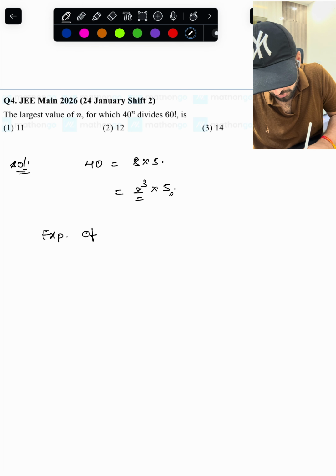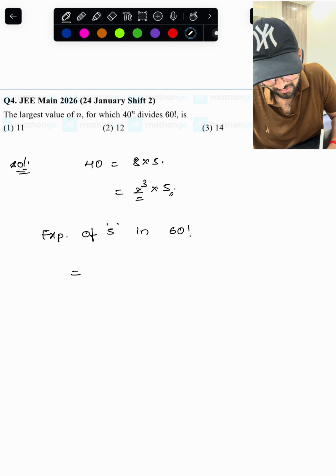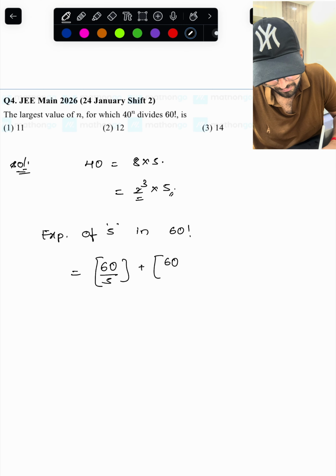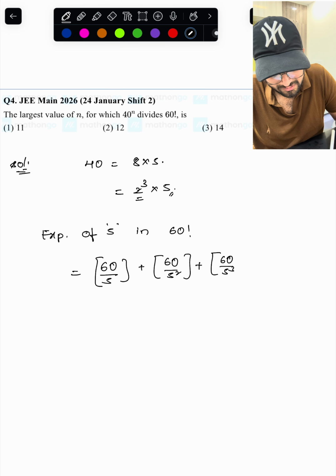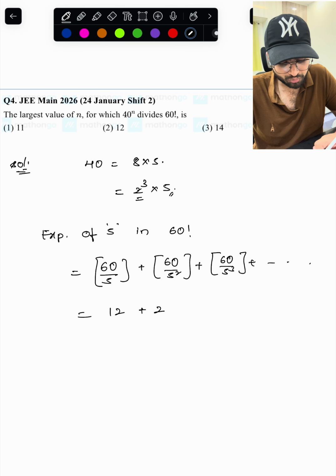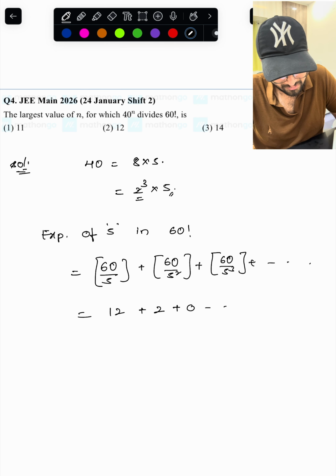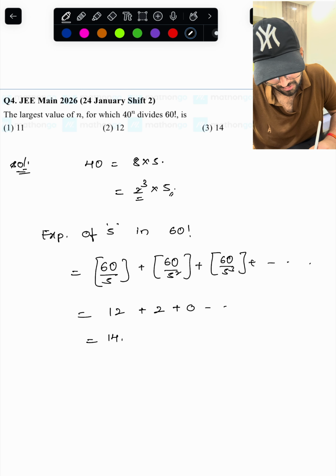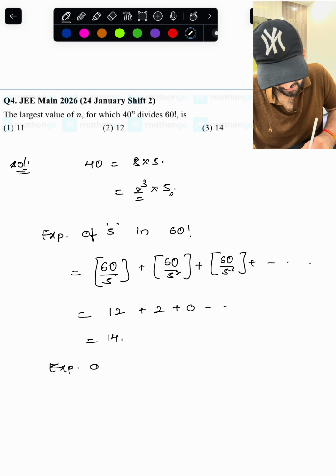So the exponent of 5 in 60 factorial is 60 by 5 plus 60 by 5 square plus 60 by 5 cube plus and so on, right? 60 by 5 means 12, 60 by 25 means 2 point something, so 2, then 0 you will get. So the exponent of 5 is 14.